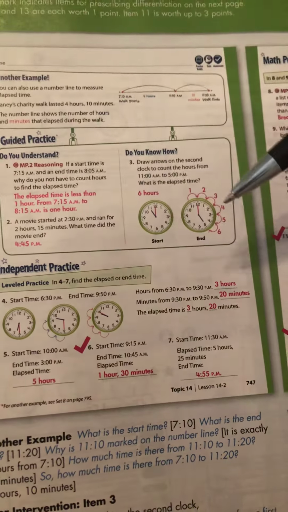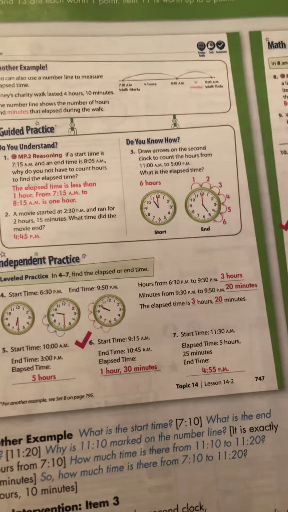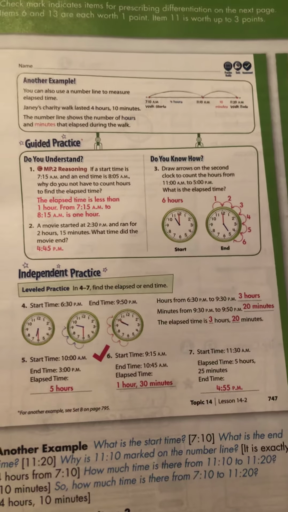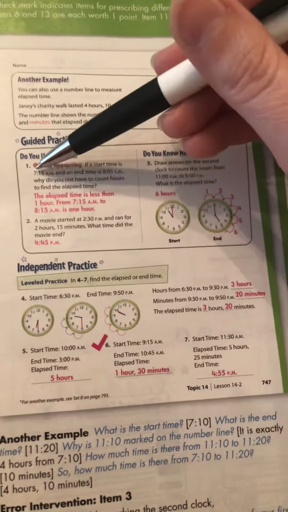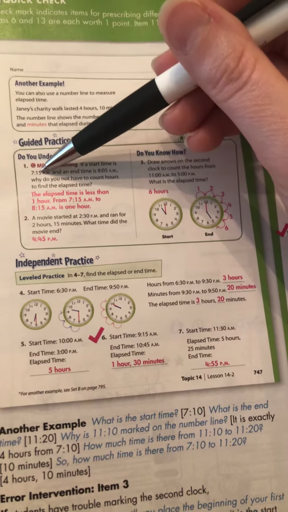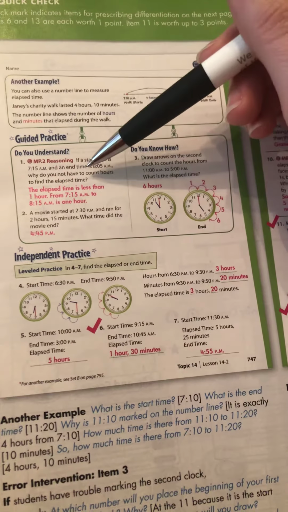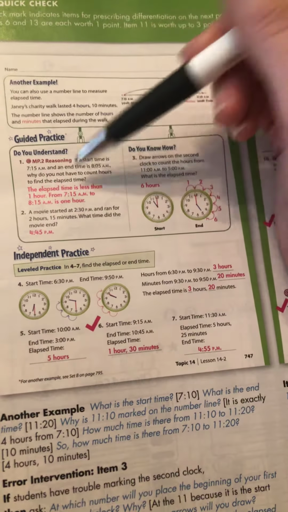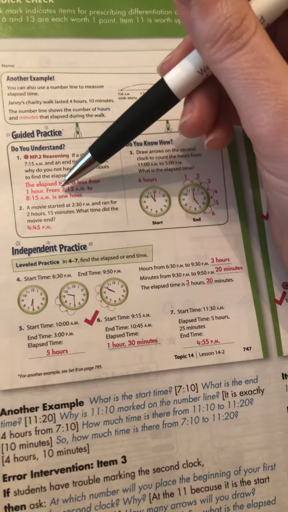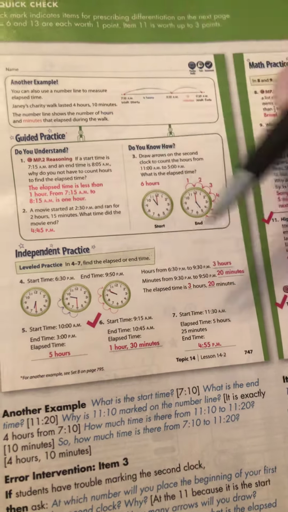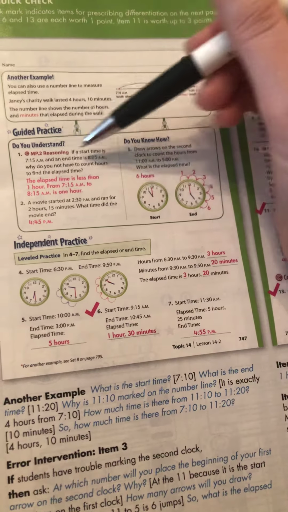Okay, and this is elapsed time. This is how much time has passed. That's elapsed time. If you watch the little video on Pearson, it'll explain that. If a start time is 7:15 and an end time is 8:05, why do you not have to count hours to find the elapsed time? Because to be an hour, it would be 7:15 to 8:15. It'd be the same minutes. But it's less than that.